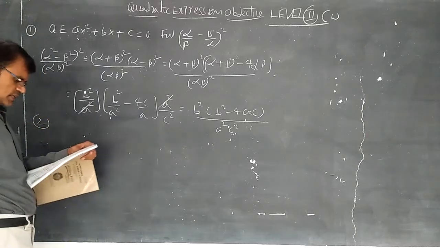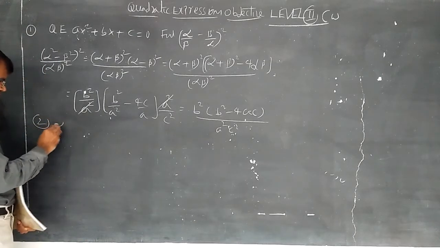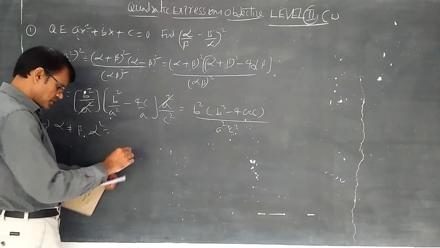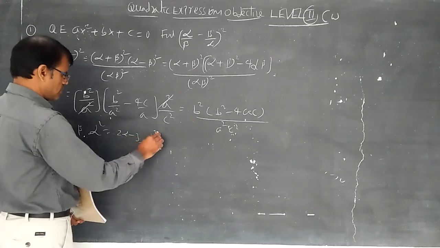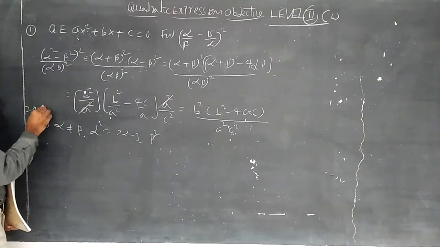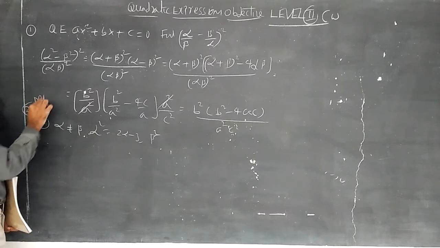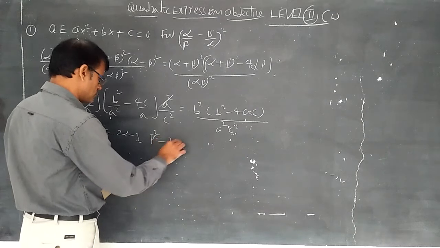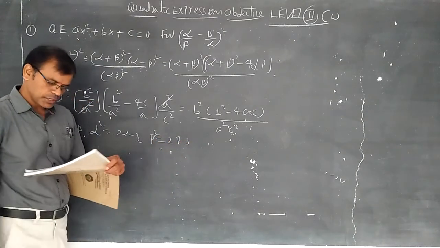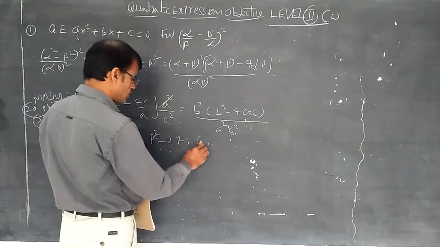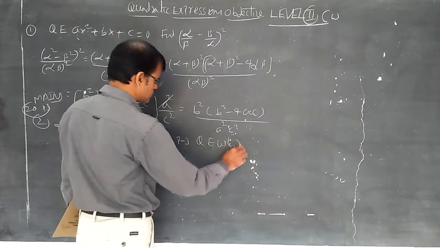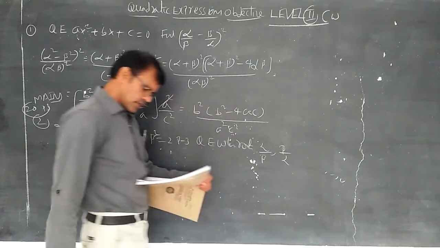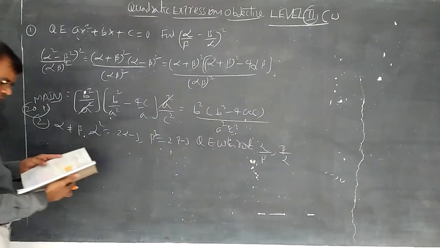Let us discuss the second. Alpha not equal to beta is the given condition. Next, alpha square is equal to 2 alpha minus 3, beta square is equal to 2 beta minus 3. Then find the equation whose roots are alpha by beta and beta by alpha. QE with roots alpha by beta comma beta by alpha.